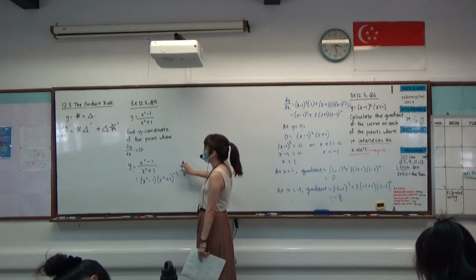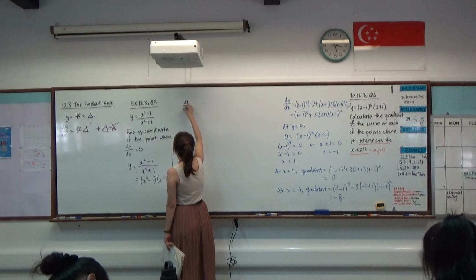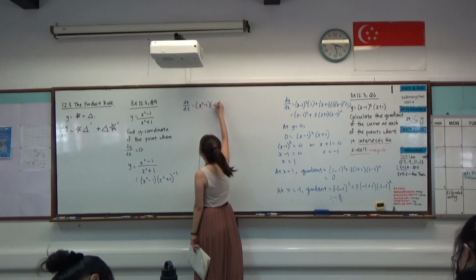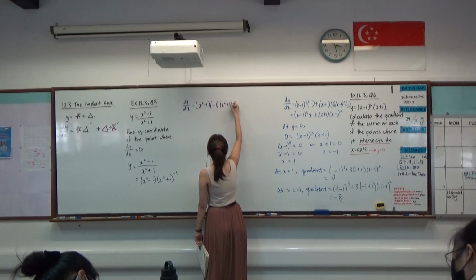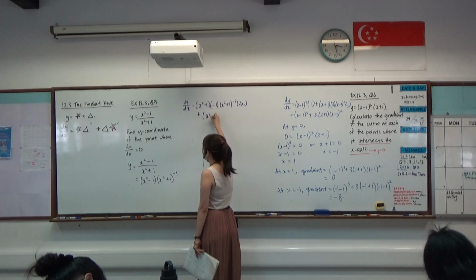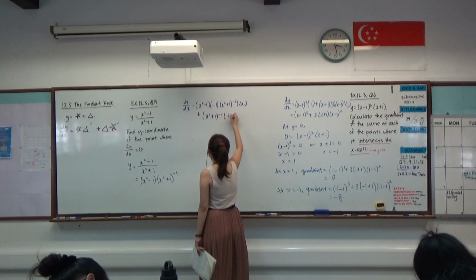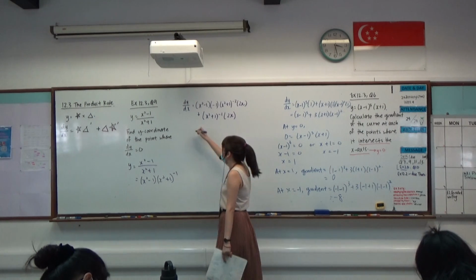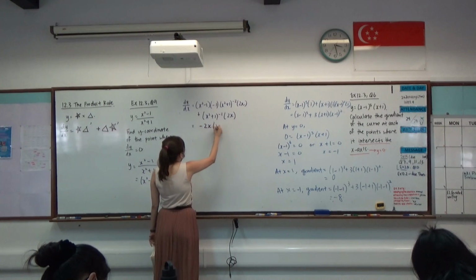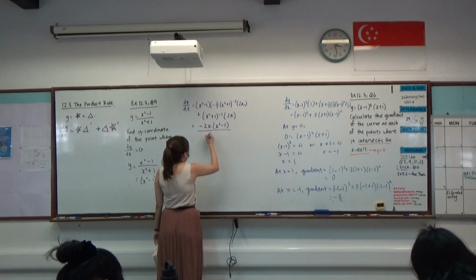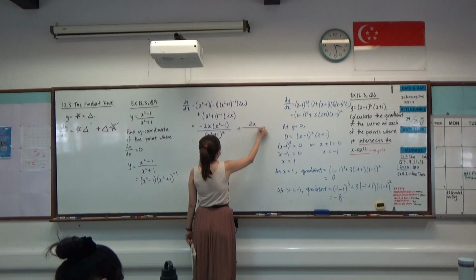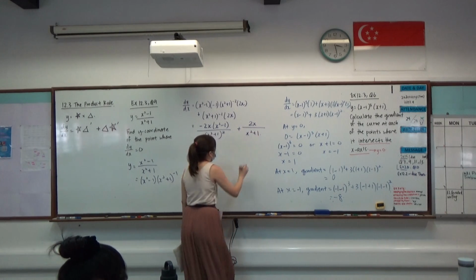Okay, so now we find our dy/dx. Keeping the left, differentiate the right, plus keeping the right, differentiating the left. Simplifying this, I would get negative 2x(x squared minus 1) over (x squared plus 1) squared plus 2x over x squared plus 1.